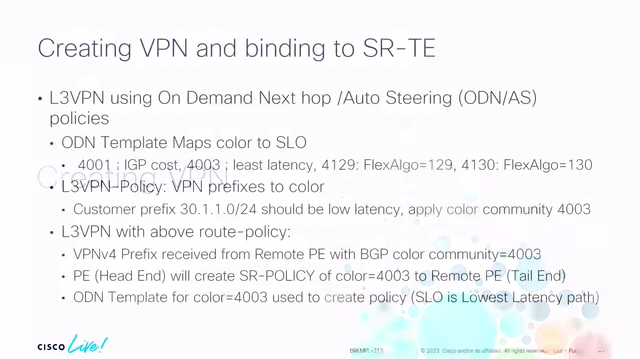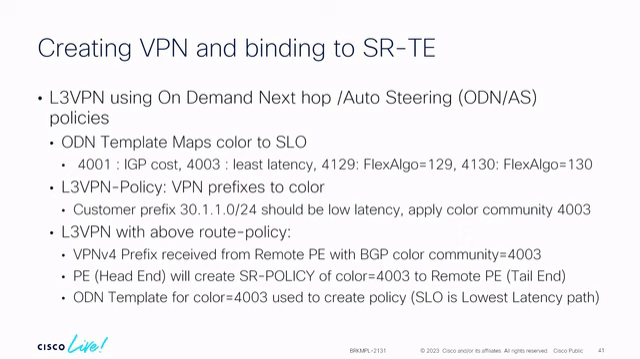So now let's look at creating a VPN. In this case, I'm going to show you how to create an L3 VPN. And then we are going to use ODN templates. These are templates for bringing up segment routing policies whenever there's a prefix with a color. We are going to put templates for 4001.3, we'll do 4129 and 413 later.